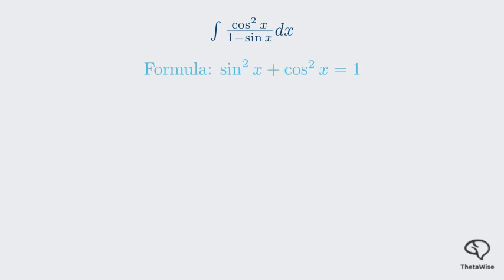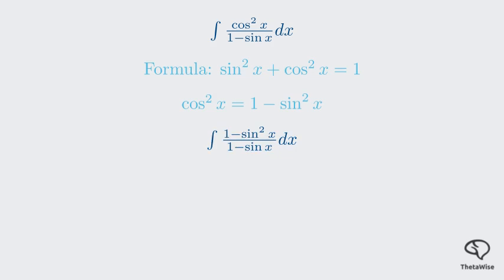We can rearrange it to get an expression for cos squared x. Let's subtract sine squared x from both sides. We get that cos squared x is equal to 1 minus sine squared x. This substitution is the breakthrough we need. Now, let's substitute this back into our integral. We are replacing cos squared x with the expression 1 minus sine squared x. Our integral now becomes the integral of 1 minus sine squared x, all divided by 1 minus sine x. We have successfully replaced a cos term with a sine term, which is helpful.